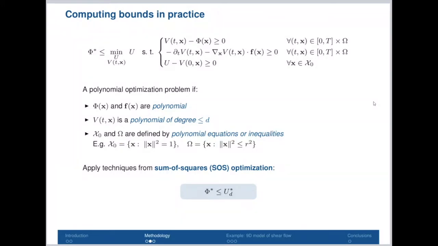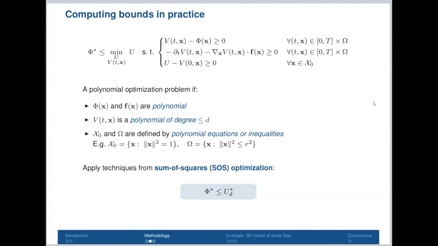Again, this might sound a bit abstract, but you should think of, for instance, the set of initial conditions as having a fixed energy or a fixed distance from the origin, let's say unit energy here. And the region of state space of interest, say a ball of radius r.